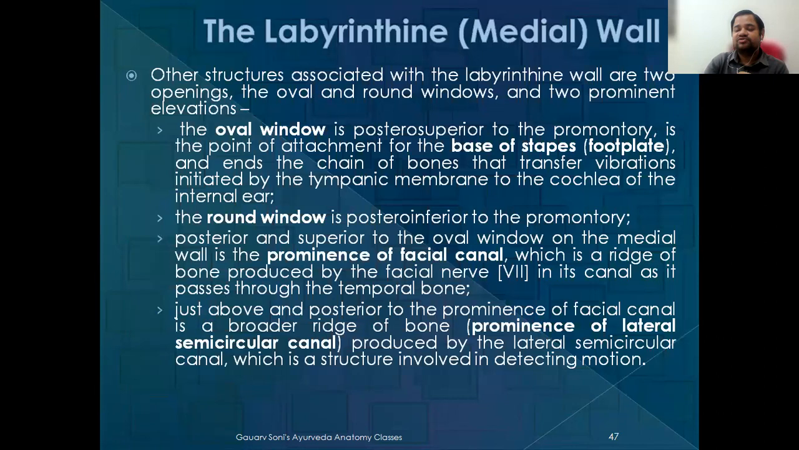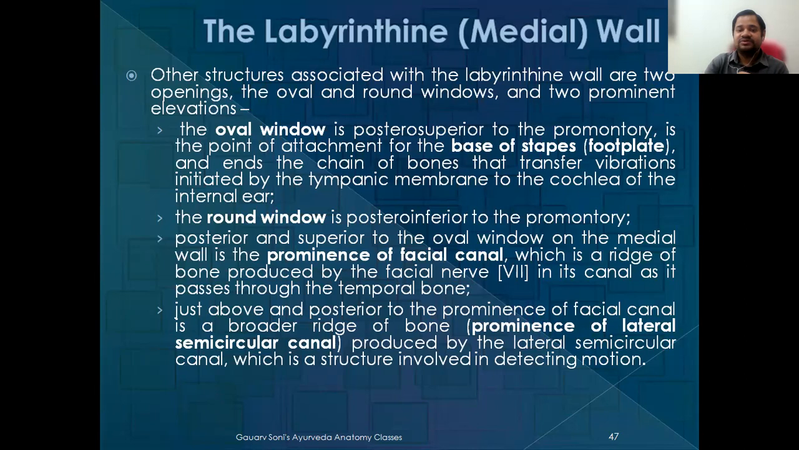What are the rest of the features present on the medial wall? There are certain windows and bulgings more. So other related structures, number one, the oval window. It is present posterior and superior to the promontory. So first you have to identify the bulge. Above and posterior to the bulge there is the oval window, which is the point of attachment for the base of the stapes. There the footplate of the stapes will be attached, and so the conduction will be completed of vibrations which were initiated by the tympanic membrane, to the cochlea.